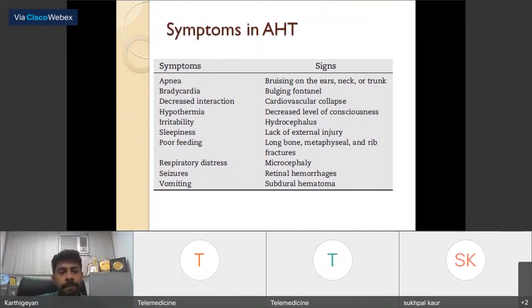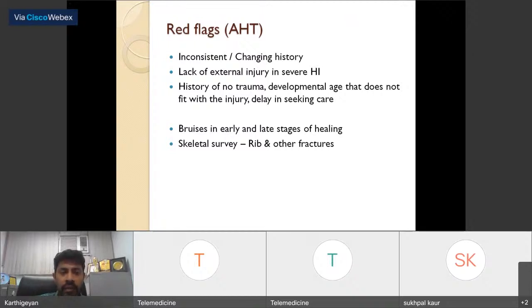Again, the child can present with a number of manifestations, right from hypothermia and excessive behavioral disturbances, increased ICP due to bleed, seizures, vomiting. And whenever we examine these children, there are some red flag signs which indicate that the underlying injury could be abusive head trauma. One, the history given by the caregivers is either inconsistent or changing.